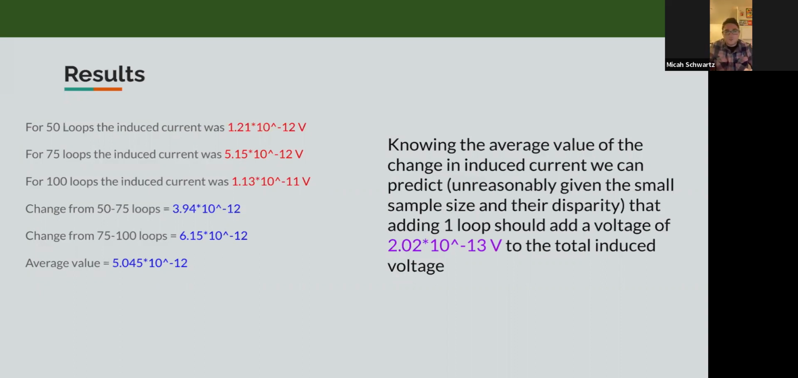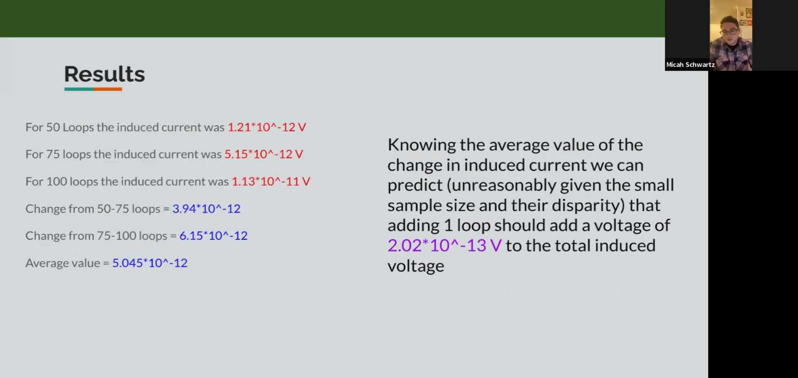The change in voltage was a bit off for each of them, and that could be due to the ammeter reading, or a lot of different things. But from 50 to 75, it was about 3.94 times 10 to the negative 12 volts. And the change from 75 to 100 was about 6.15 times 10 to the negative 12. This means we have an average value of about 5 times 10 to the negative 12 per 25 loops added.